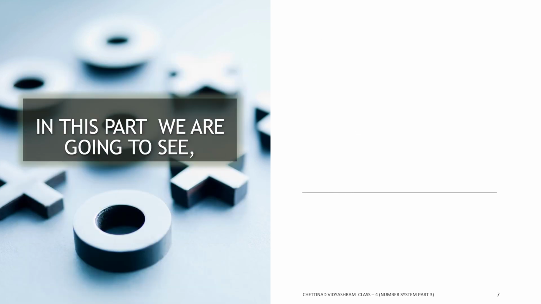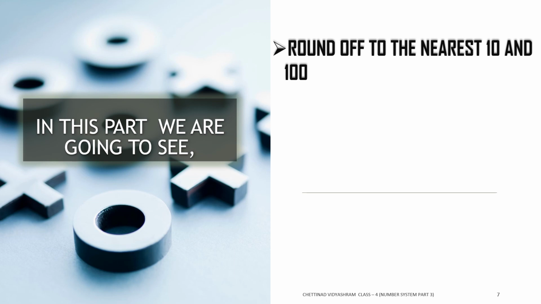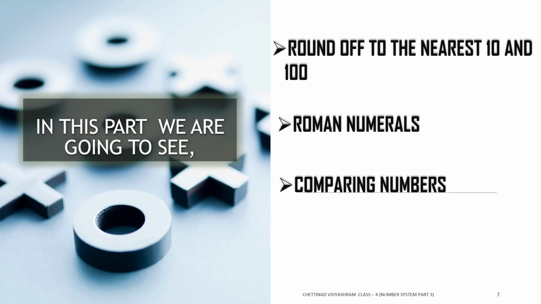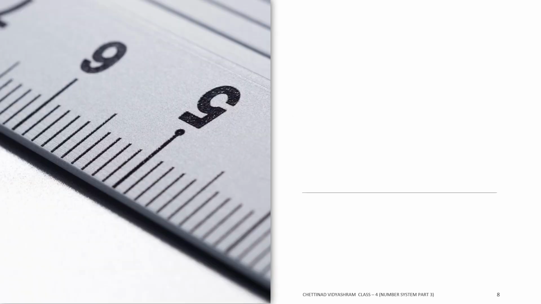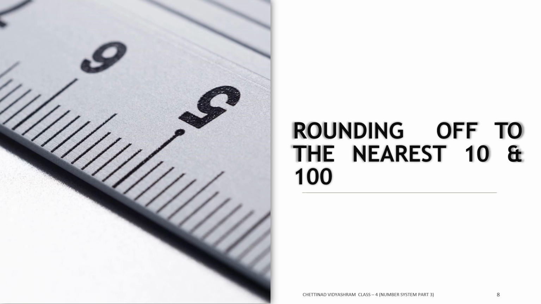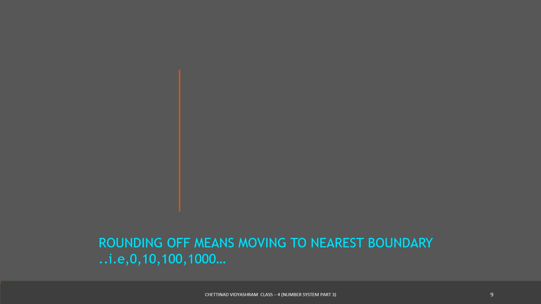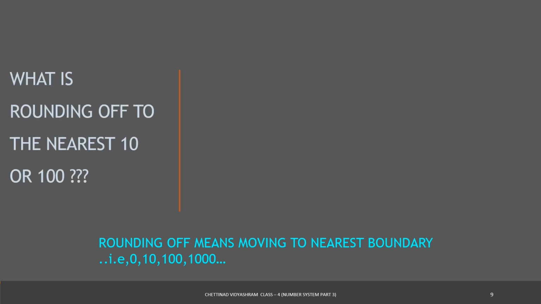In this part, we are going to see rounding off to the nearest 10 and 100, Roman numerals, comparing numbers, then the international place value chart. Rounding off to the nearest 10 and 100. Rounding off means moving to the nearest boundary.